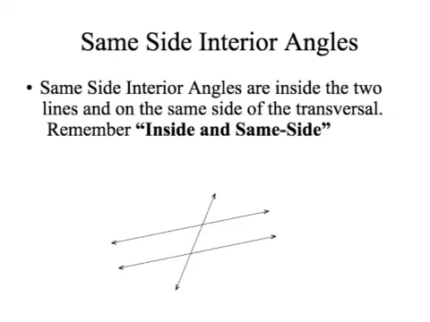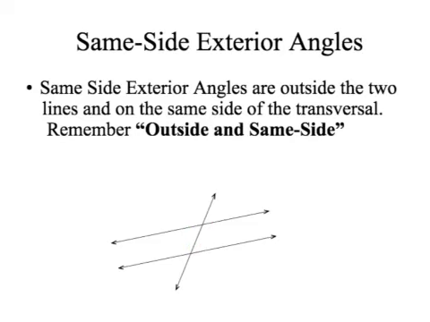Same side interior. Same side means they are on the same side of the transversal. Interior means they're inside the two lines. So if I look in between my two lines for the interior, I want the same side of the transversal. So I'm looking at those two angles. They either have to be both on the right, or they can both be on the left. Okay, inside and same side of the transversal.